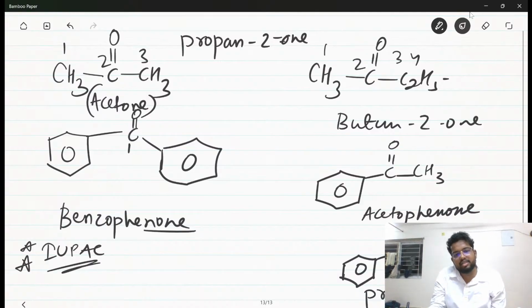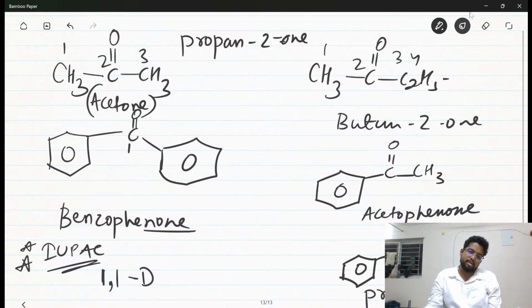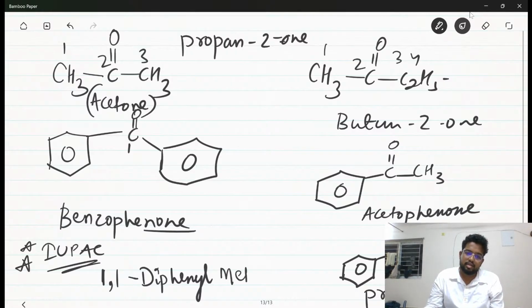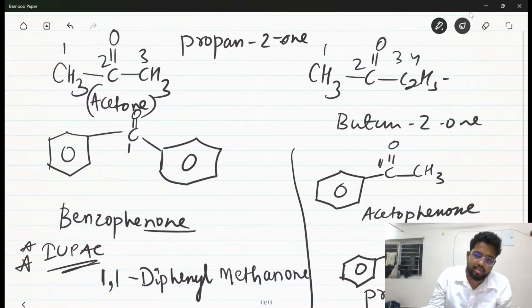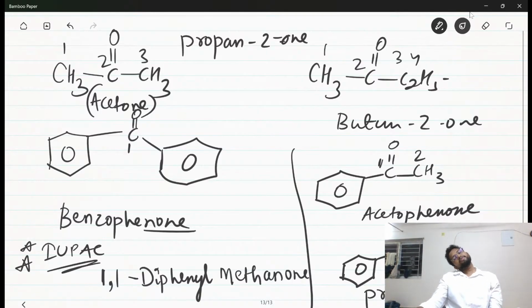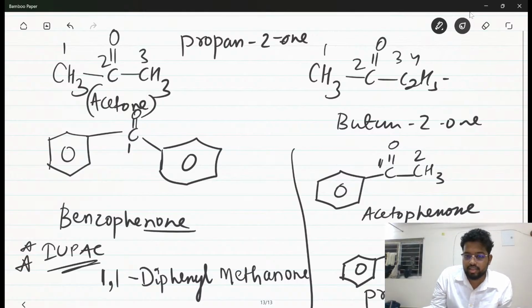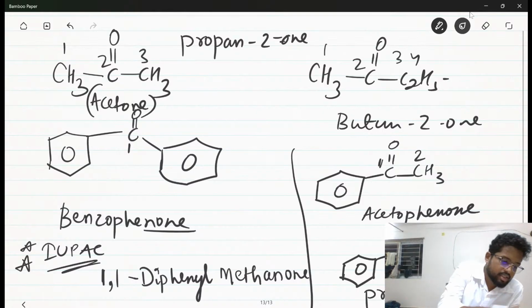So only one carbon in the parent chain. Both benzene rings are side chains. 1,1-diphenyl methanone. Important. Similar way you can solve this one. This is 1-phenylethanone, and this is 1-phenylpropanone, and so on. So please see how we are naming these molecules.